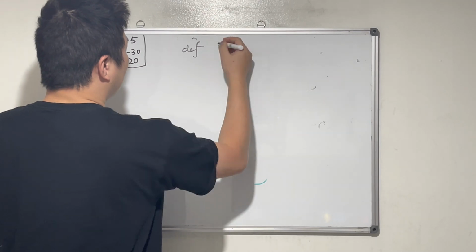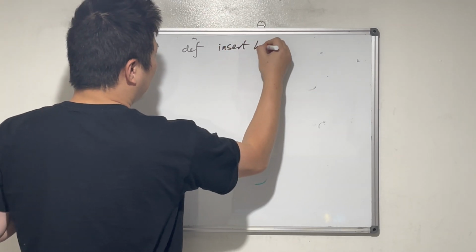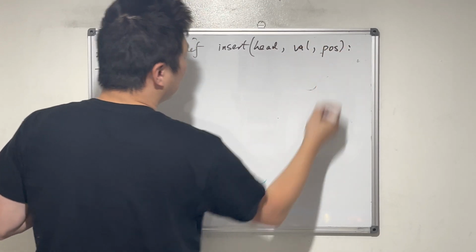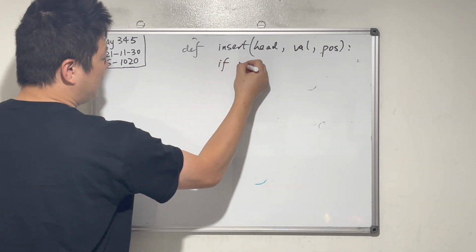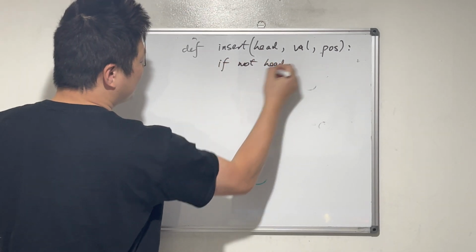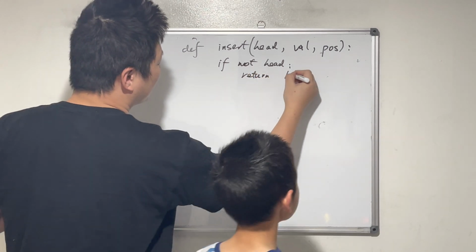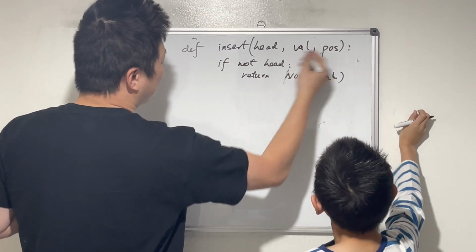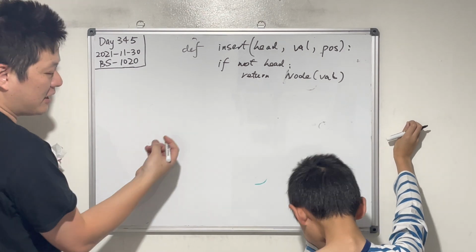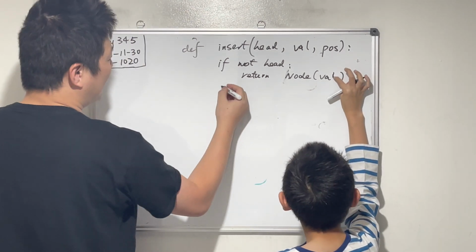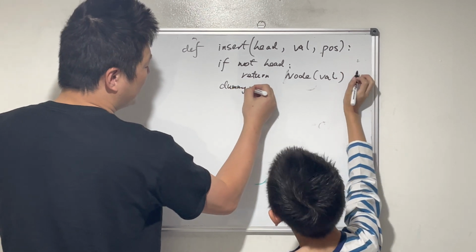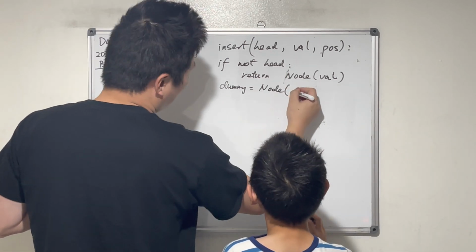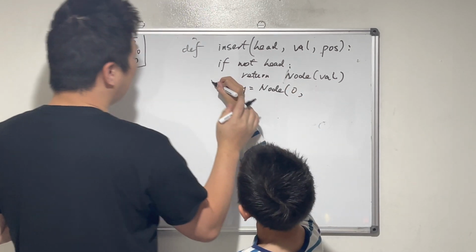Define insert, and we have a head, a value, and a position. If there is no head, if the linked list is empty, we just return a new node with the value. We don't care about the position, because if the original linked list is empty, we just return it. And then we have a dummy equals node with -1, or -2, or 0, it doesn't matter.